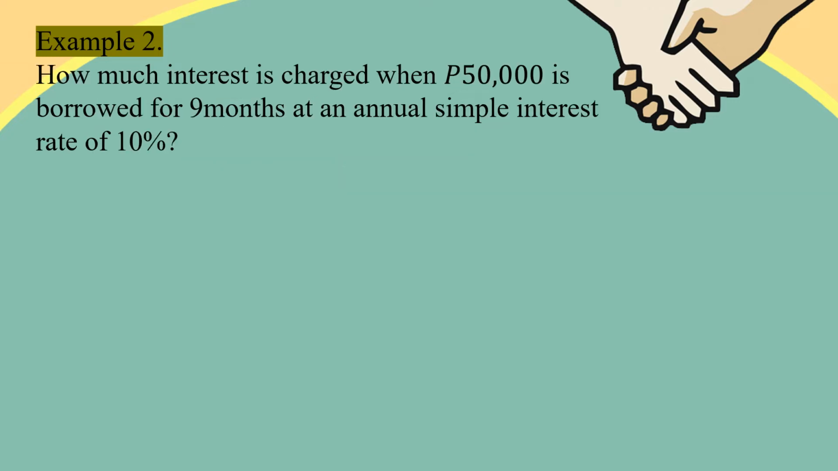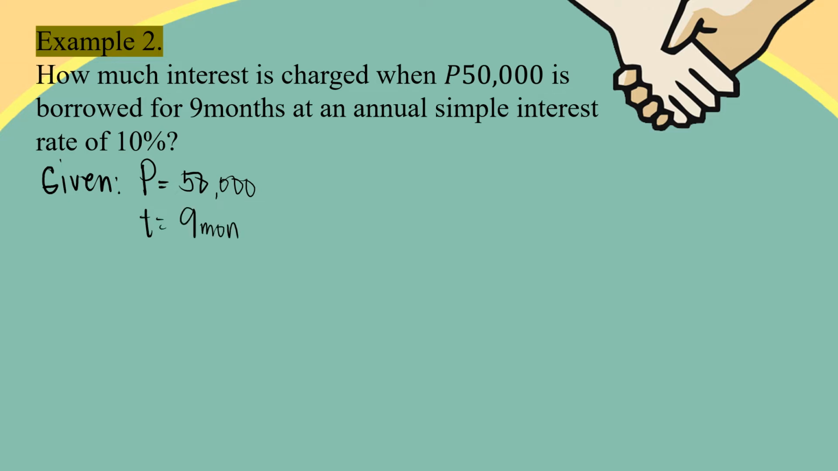In next example, how much interest is charged when 50,000 pesos is borrowed for 9 months at an annual simple interest rate of 10%? So, meron daw hiniram na pera na 50,000 pesos for 9 months. Okay, so ano-ano ba muna yung given? Sulat natin. Okay, so given, so ang principal natin or yung hiniram na pera ay si 50,000 pesos. Then, hiniram yan ng 9 months.